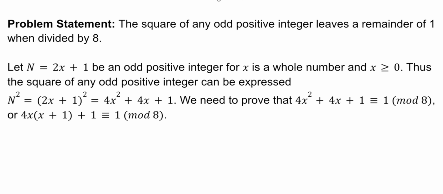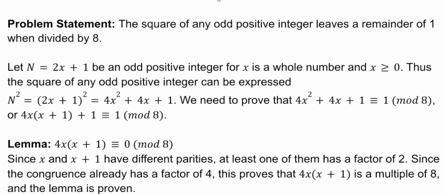And we need to prove that this expression leaves a remainder of 1 when divided by 8, aka is congruent to 1 mod 8. I'll start the proof with this lemma to make it cleaner. To prove that 4x times the quantity x plus 1 is congruent to 0 mod 8, we notice that x and x plus 1 have different parities.